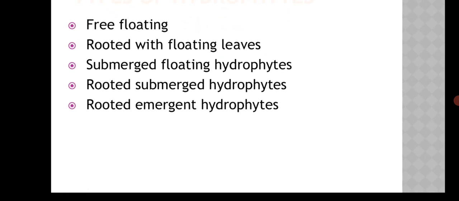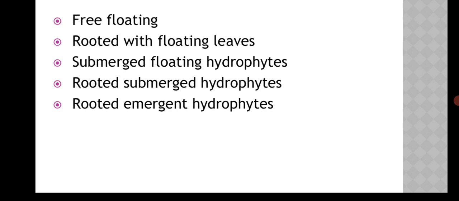Hydrophytes are divided into five important types. One is free floating hydrophytes. Second is rooted with floating leaves. Third is submerged floating hydrophytes. Fourth is rooted submerged hydrophytes. And the last one is rooted emergent hydrophytes. So let's see them one by one.